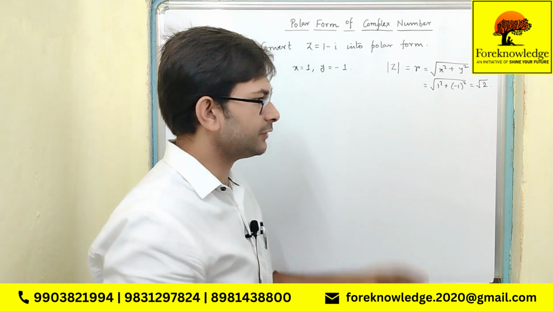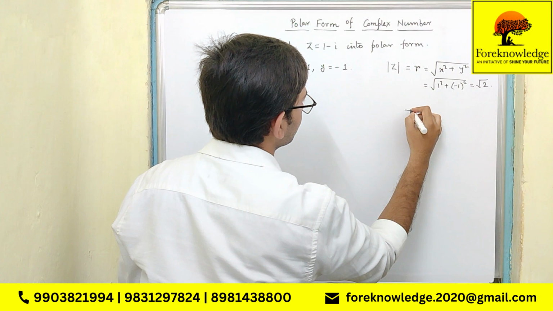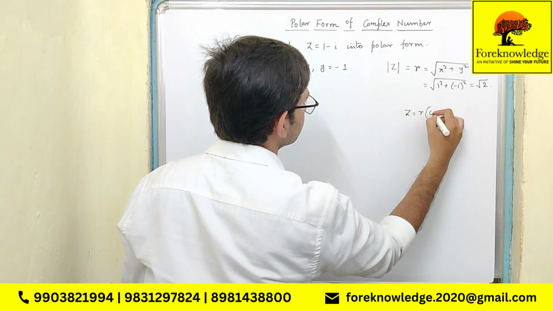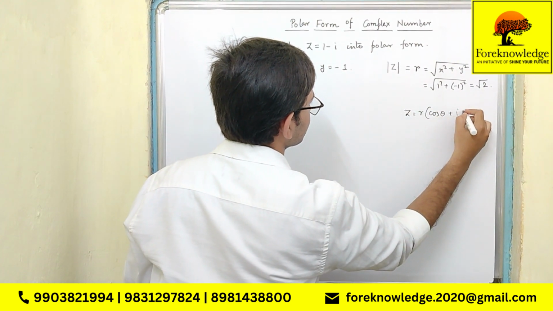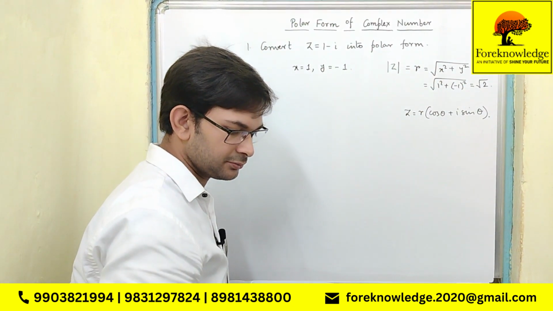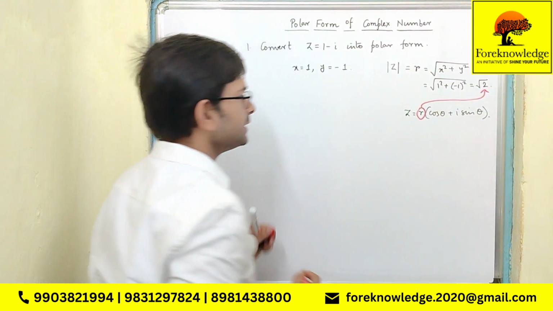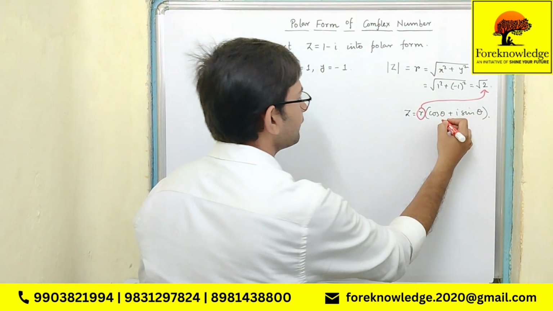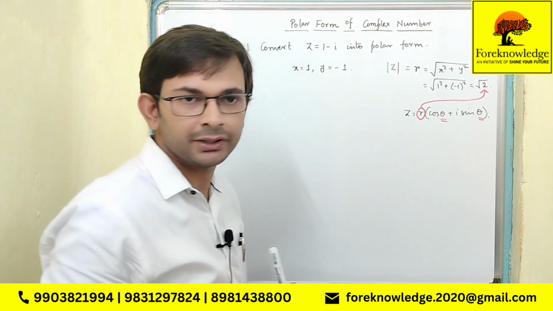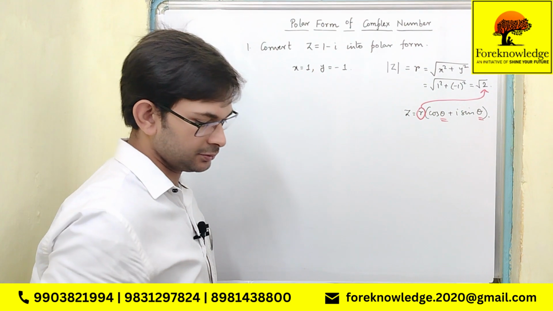So what was our polar form? z equal to r into cos theta plus i sin theta. This was the polar form. For this, we have already found out what r is. r is nothing but root 2. The only leftover part is theta. We need to calculate the theta. So now let's go for theta.